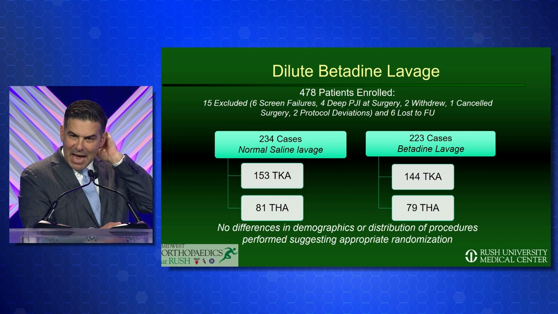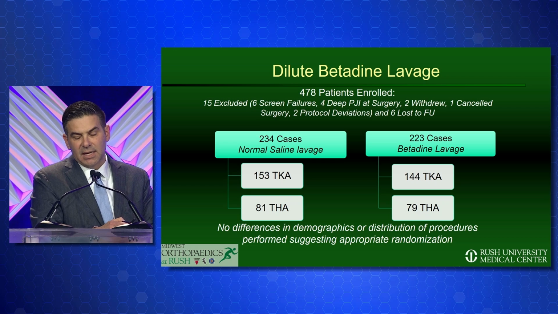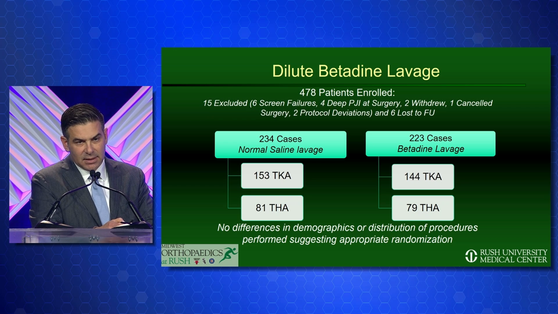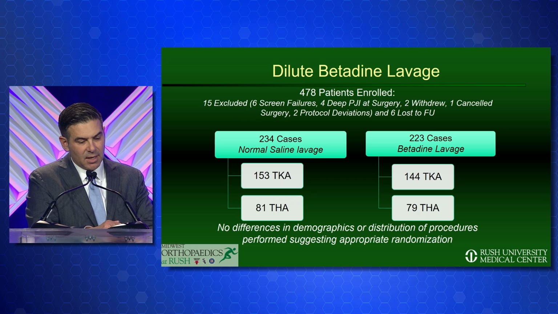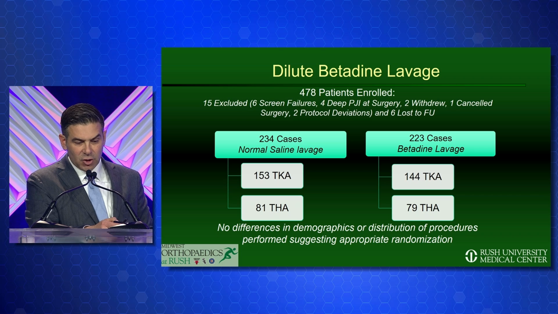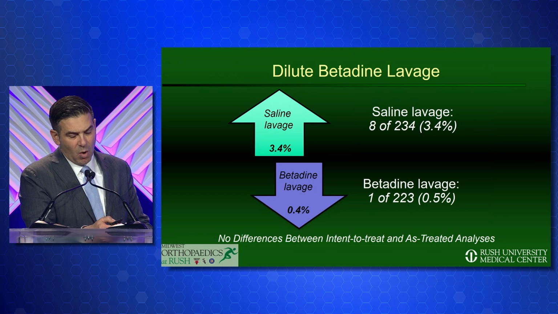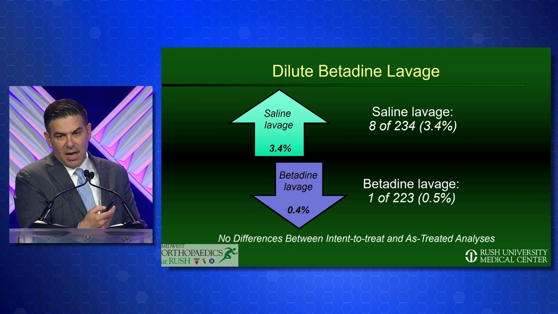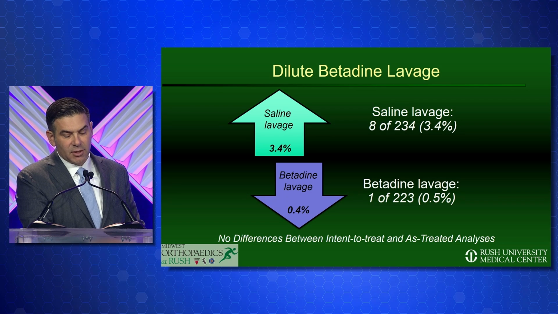And basically, at our second interim analysis, we'd identified what we thought was, again, a clinically relevant and statistically significant reduction in infection, so we wound up actually stopping the study early. We had 234 patients that got the saline lavage, 223 that got the betadine lavage. And again, this is what we found. And at this point, again, this was a planned interim analysis. We had what I thought was a clinically relevant reduction as well as statistically significant, so we stopped the trial at this point.